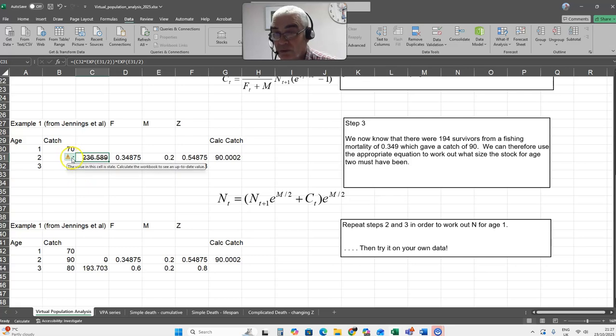And now we know that there must have been 236 fish the previous year in order to end up with 193 fish the following year and give us a catch of 90 this year. Then we just go through the whole lot again and redo them, and calculate the catch there.